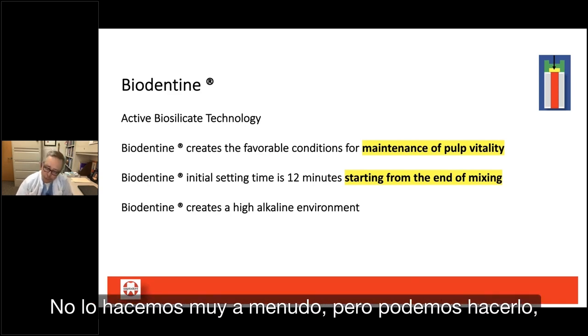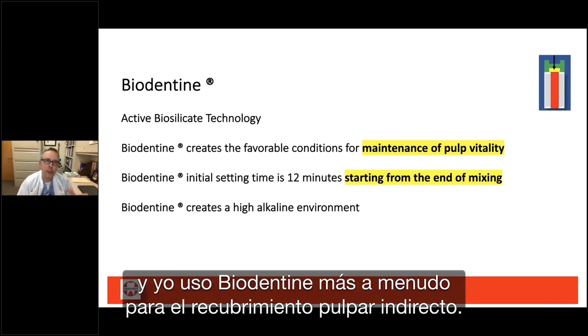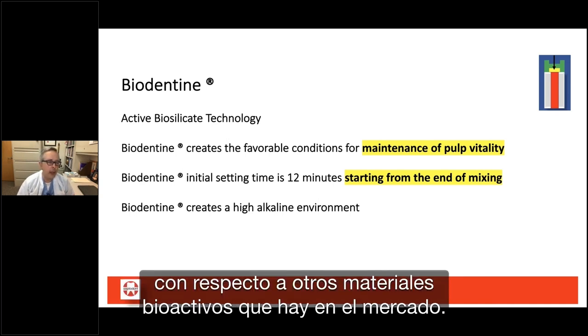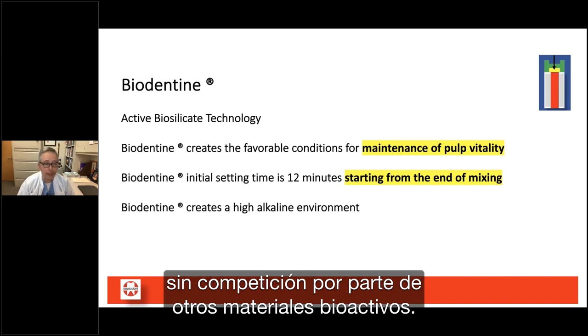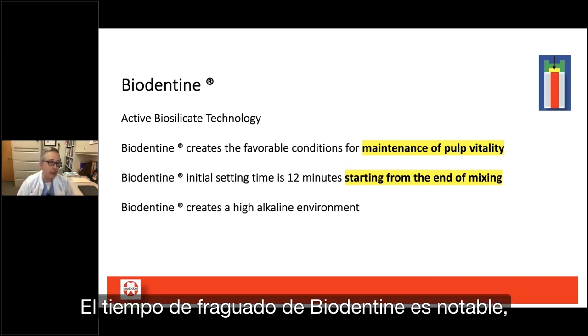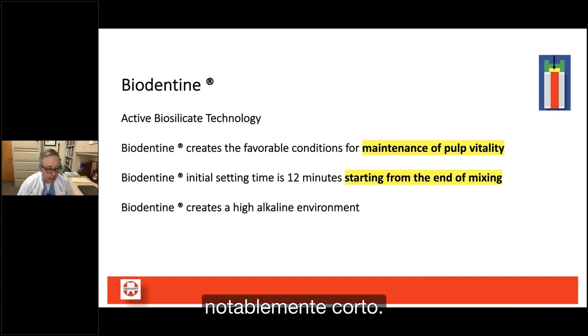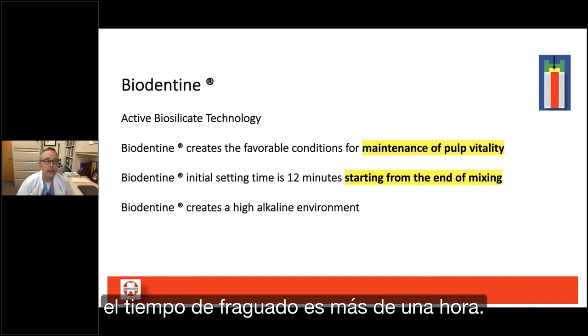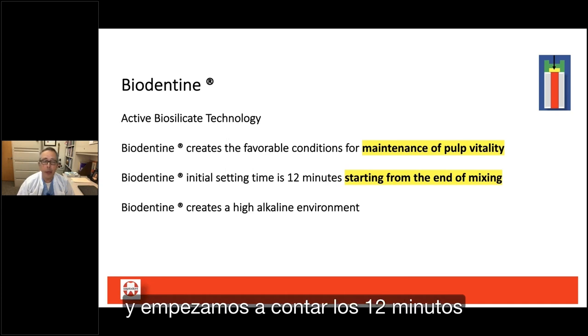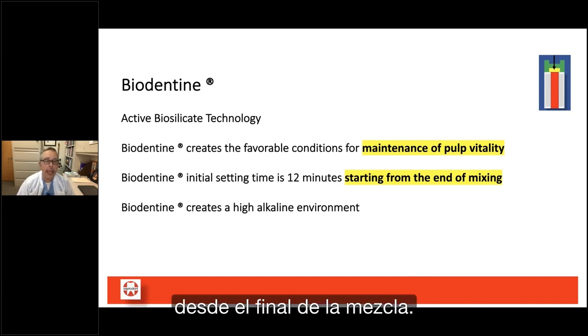We don't do that very often, but we can, and I use Biodentine more often for indirect pulp capping. Biodentine makes a big difference compared with other bioactive materials on the market, and it stands alone here, not even close to other bioactive materials. The setting time of Biodentine is remarkably short. It's only 12 minutes starting from the end of the mixing. For other bioactive materials, the setting time is more than an hour. Biodentine is really quick, and we start to count the 12 minutes from the end of the mixing.